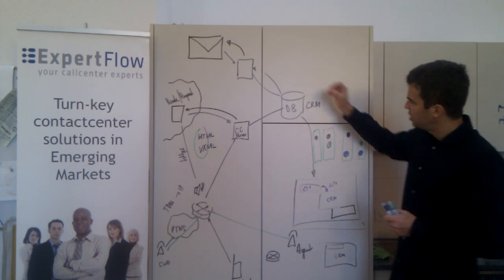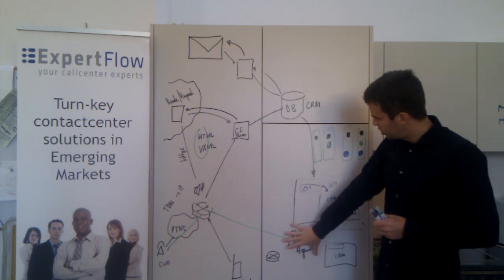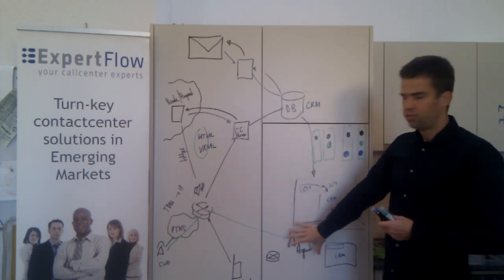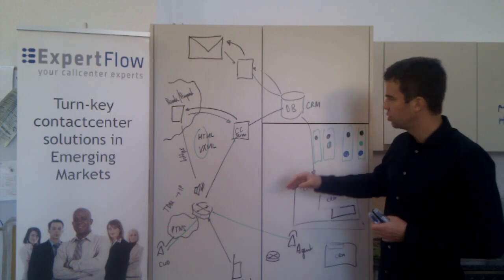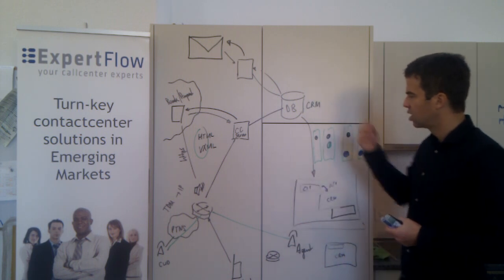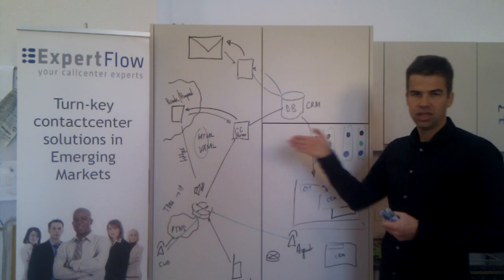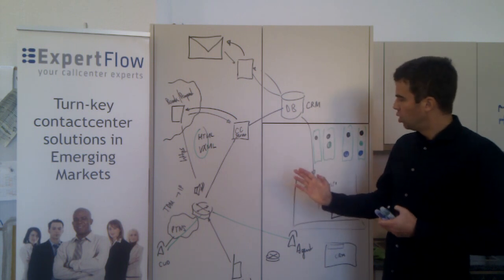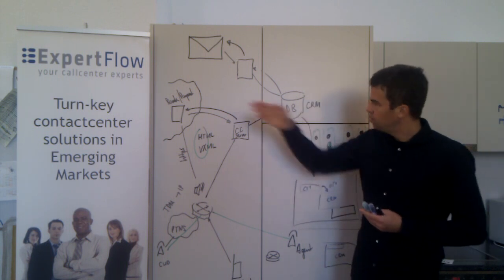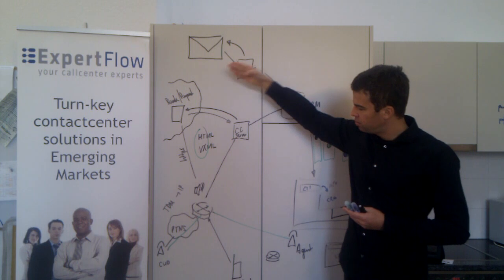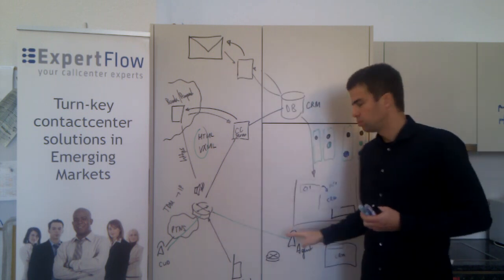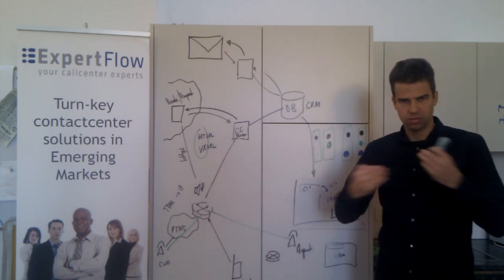you can say, okay, I want to prioritize calls over emails over web chat, or you can say, okay, any email from a VIP will be more important than a call from a normal customer. So you are highly flexible to prioritize tasks and media across all the media and across all the tasks.